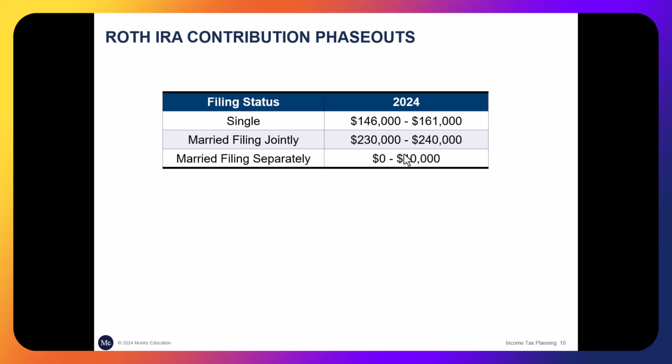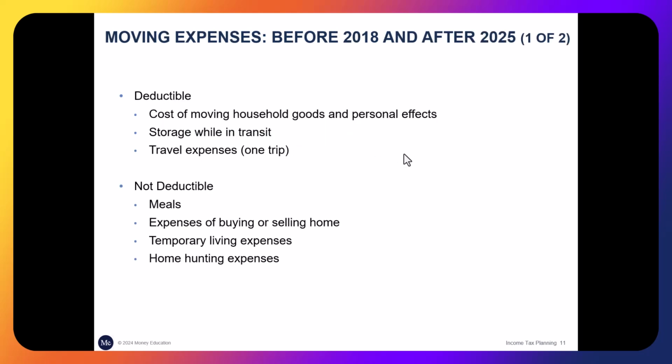Now, you can always backdoor a Roth. What that means is put the money into a traditional IRA, do not take the deduction, and instantly convert it to a Roth IRA. And therefore, you have gotten around the phase outs of the contribution. Now, if you have a Roth 401k at your work, that doesn't have income limits, so you should take advantage of that option.